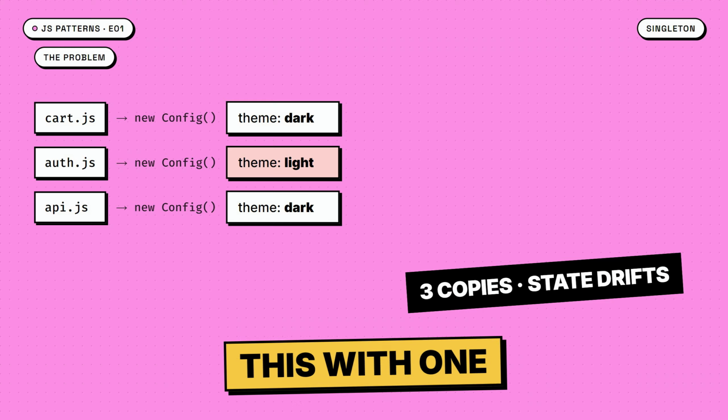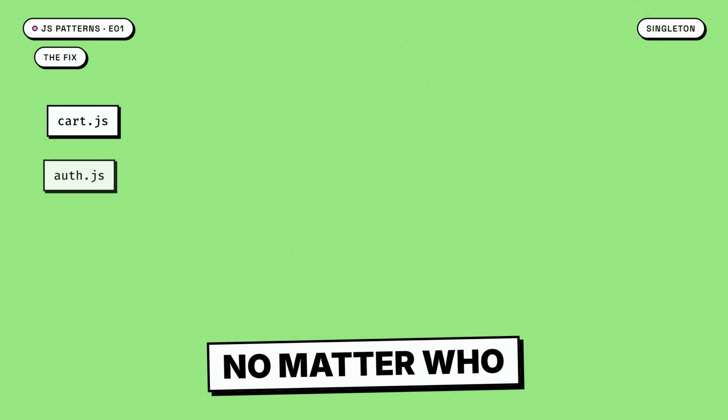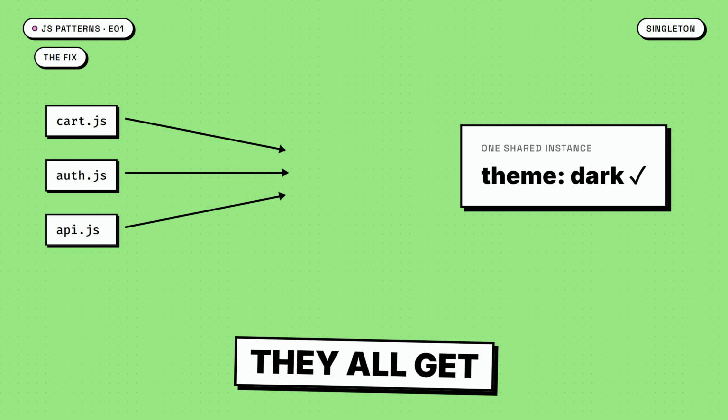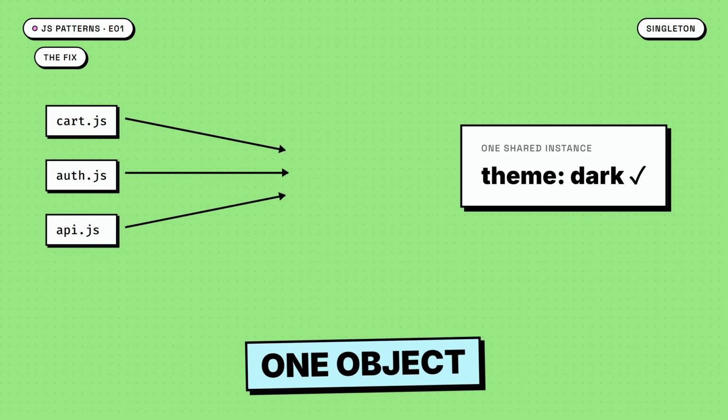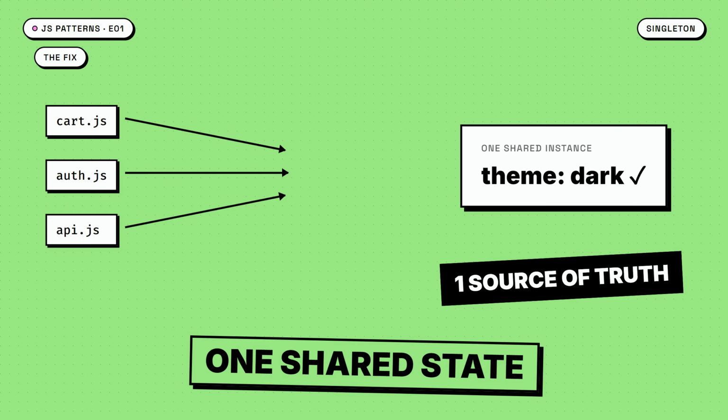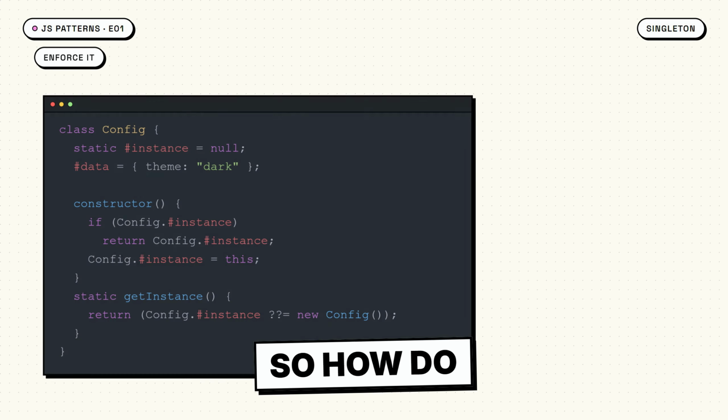The singleton fixes this with one rule. No matter who asks or how many times, they all get the exact same instance. One object, one shared state, one source of truth. So how do you enforce it?